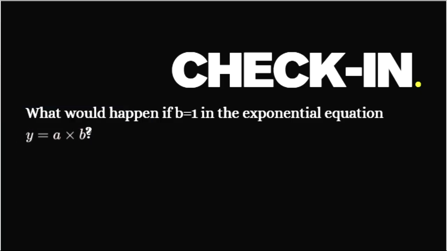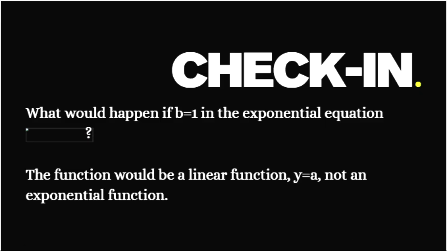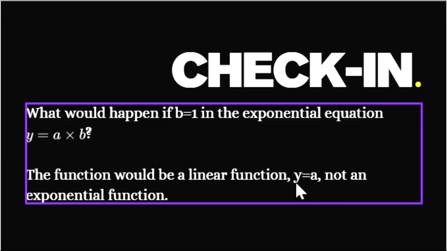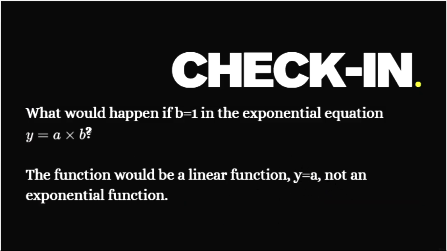What would happen if b equals 1 in the exponential equation, y equals a times b to the x? See if you can figure this out. If you can't, it's okay, because we just barely started. Basically, it means that the function would be a linear function because y would equal a, not an exponential function. I will prove that to you because if b equals 1, then it's going to be a times 1, so it's going to be just a. So y is equal to a, and that's just going to be a straight line. We need complication in order to have an exponential function.